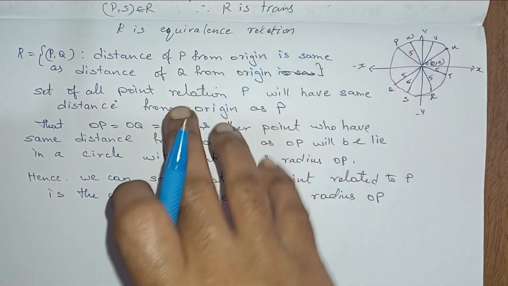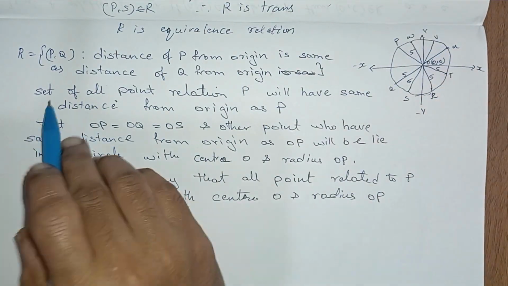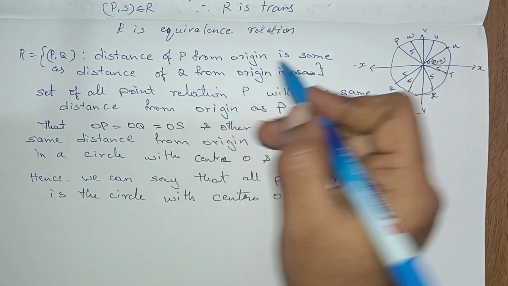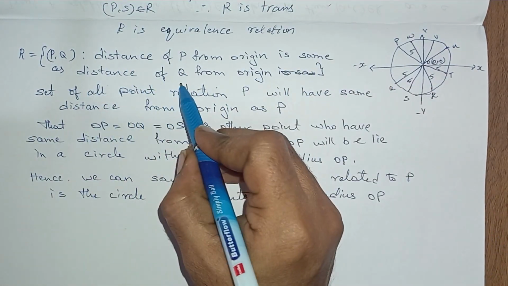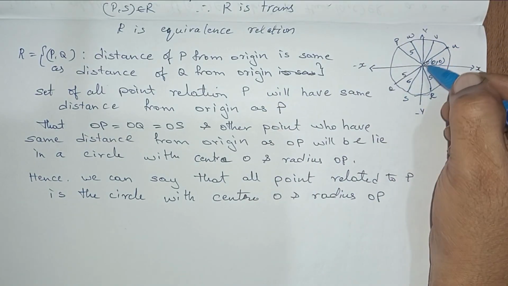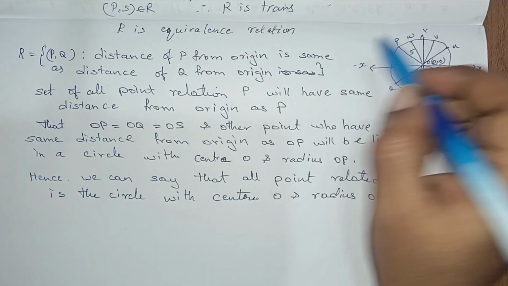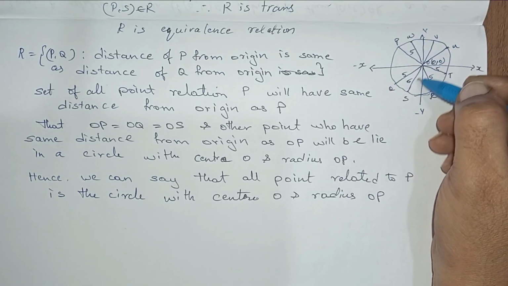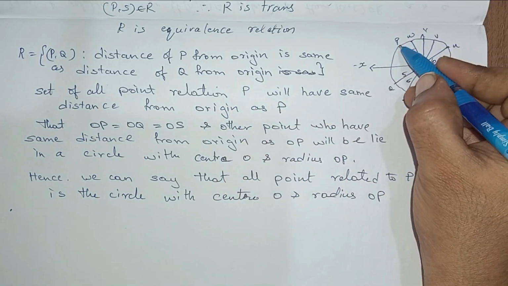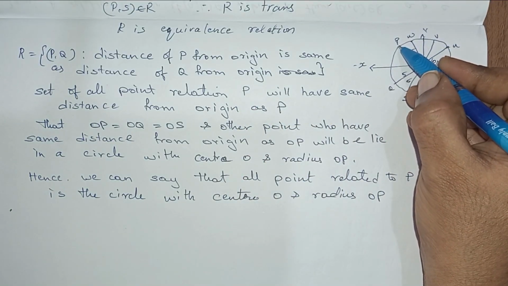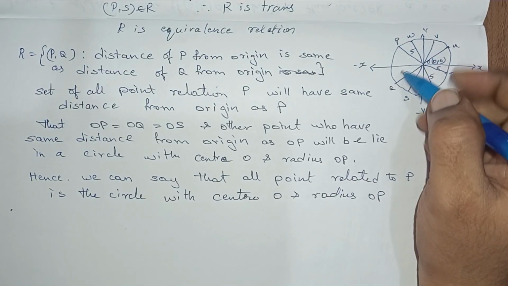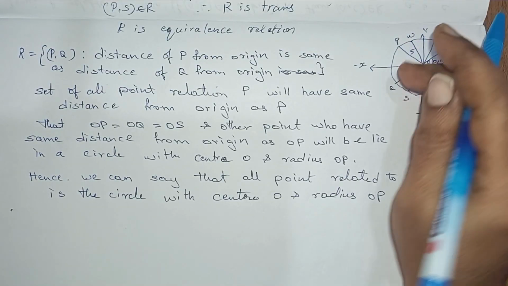So how can we write this in words? Here, the question was: P comma Q, the distance of P from the origin is the same as the distance of Q from the origin. We know that the distance from OP to QO is the same, and in the same way we checked for OS also. So whatever the point P is, all the points are related to point P, because all these points have the same distance from the origin.